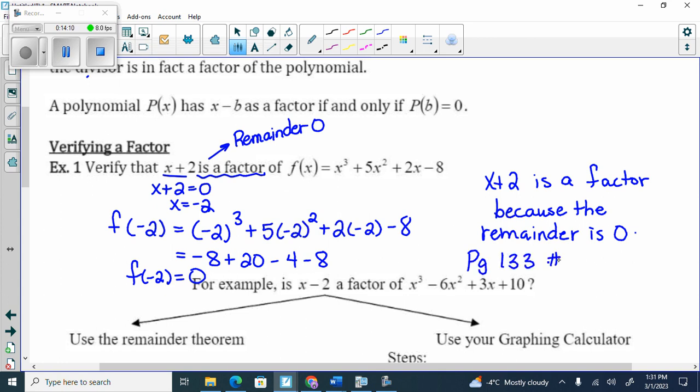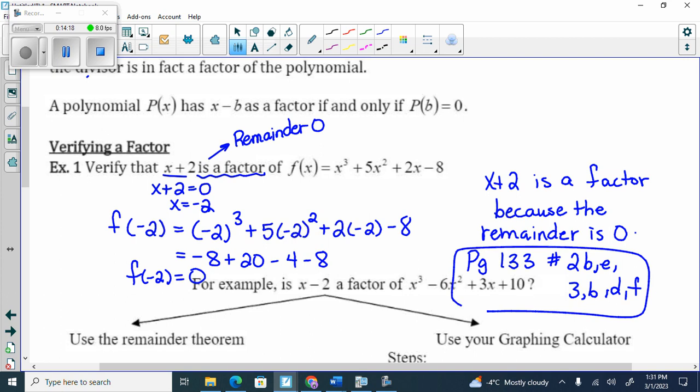Right here. 2BE, 3BDF. He's literally just asked, is it a factor or not? So you plug it in and see if it has a remainder of 0. That's it.